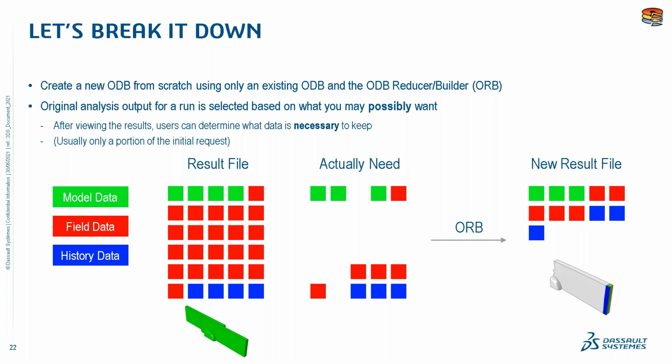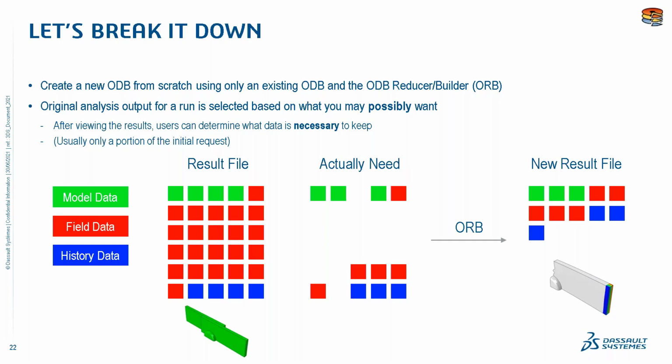my model. So we have the original analysis that has output, and that output is for a run selected based typically on what you might possibly want or what the solver has to have in order to solve that. And it will dump all that information out to the ODB. But after viewing the results or after solving, you may not need all of that data. You may not have all of the data necessary to keep. Usually it's only a small portion of the initial request that you actually have to do your job.